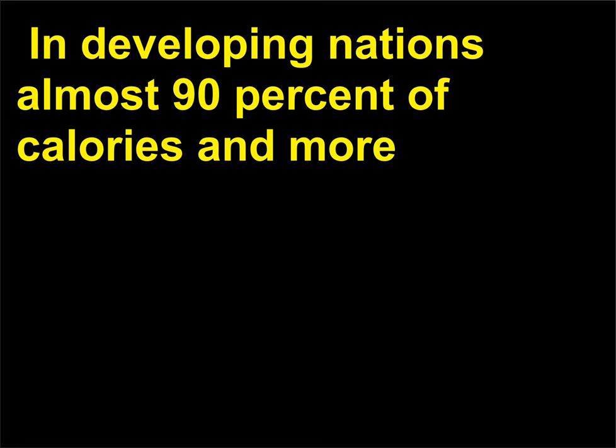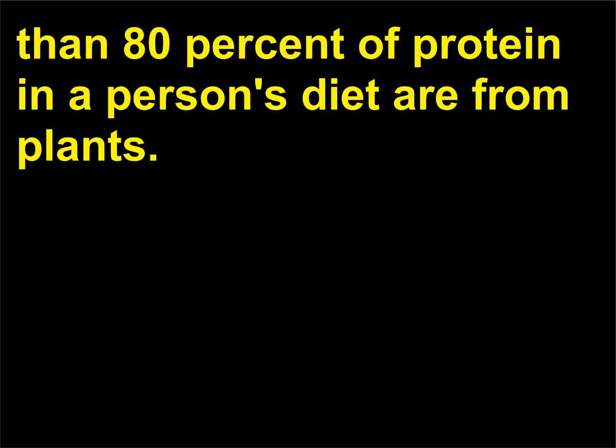In developing nations, almost 90% of calories and more than 80% of protein in a person's diet are from plants.